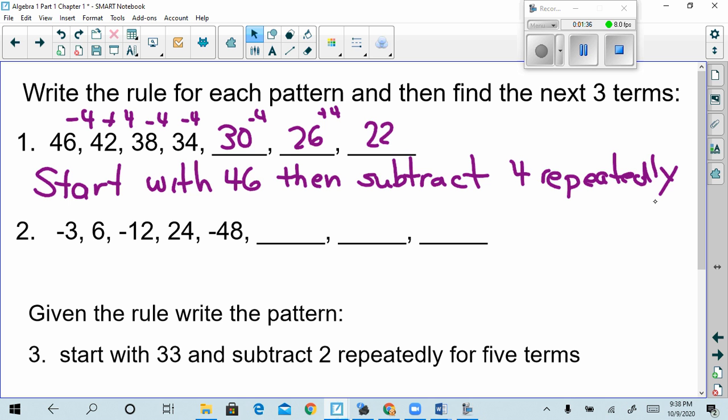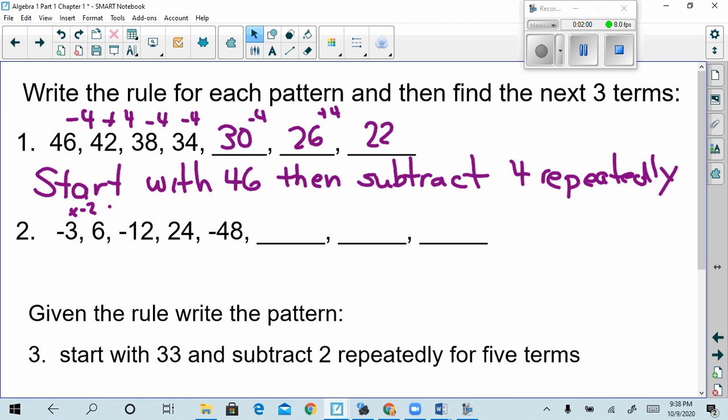My next one, -3, 6, -12, 24, -48. One of the first things you should notice is that the signs are alternating. The numbers are going up, so I'm either adding something or multiplying. I'm going to test out multiplying. It looks like I'm multiplying by a -2 because the signs changed.